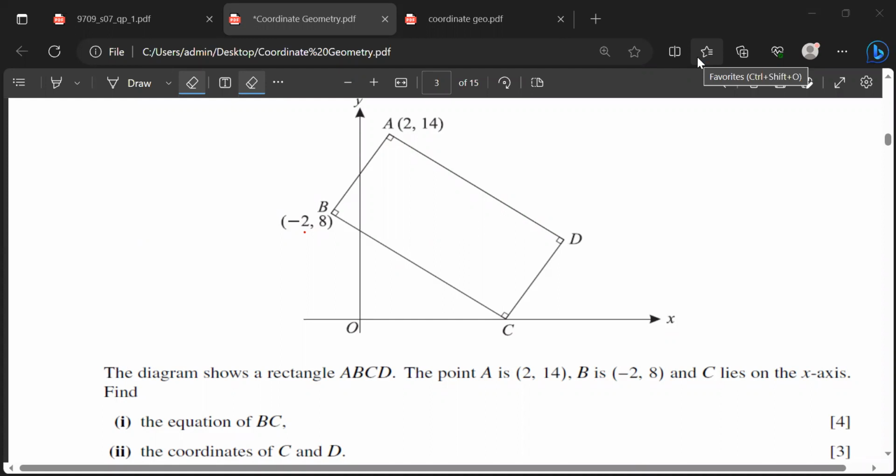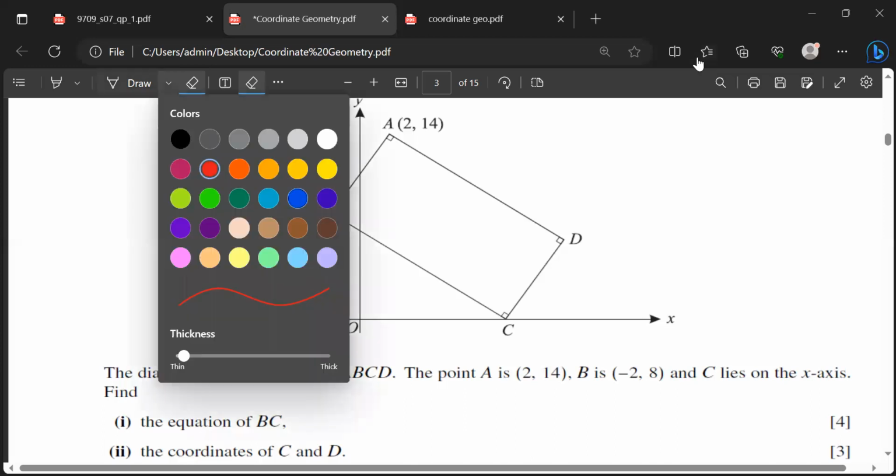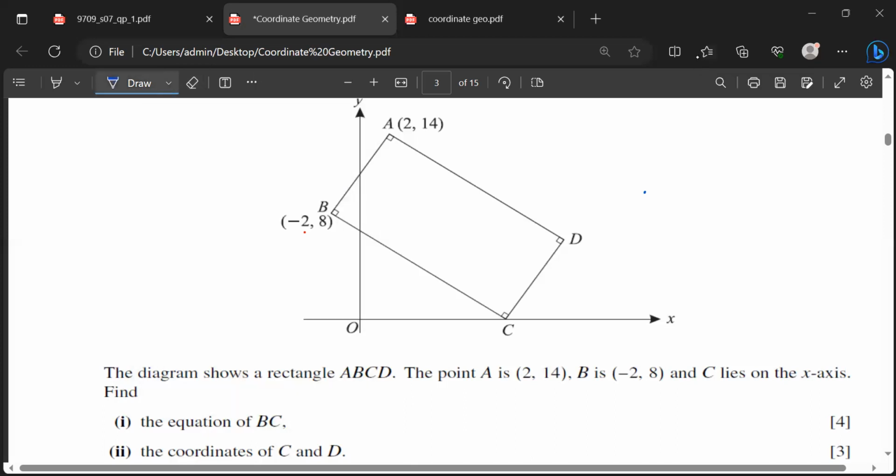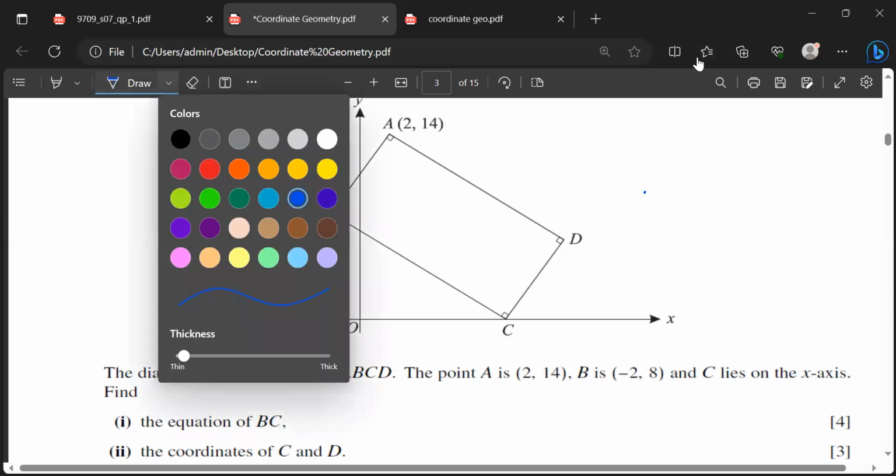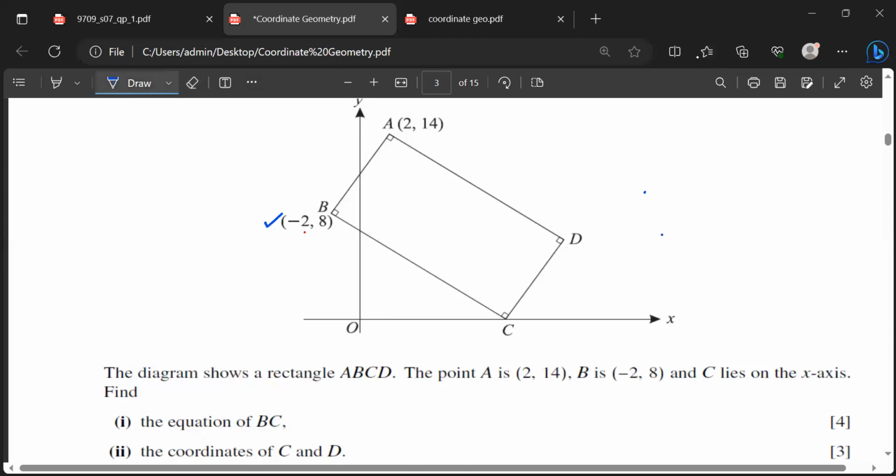So for the first part, for the equation of BC, we need the point and the gradient for writing this equation. So here, the point is given for BC, but the gradient is missing. So how can you find the gradient of BC? Let us try to find the gradient of BC.